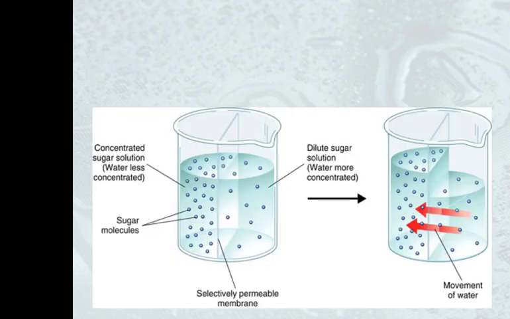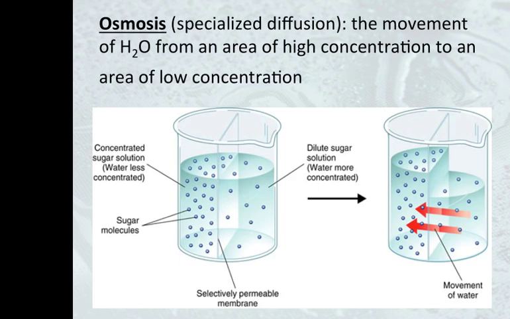How does that relate to water and osmosis? Osmosis, like we are saying, is a specialized type of diffusion. Osmosis is the movement of water. If someone asks you the difference between diffusion and osmosis on a quiz or a lecture final, wink wink, osmosis is a type of diffusion, but it refers to the movement of water from an area of high concentration of water to an area of low concentration.